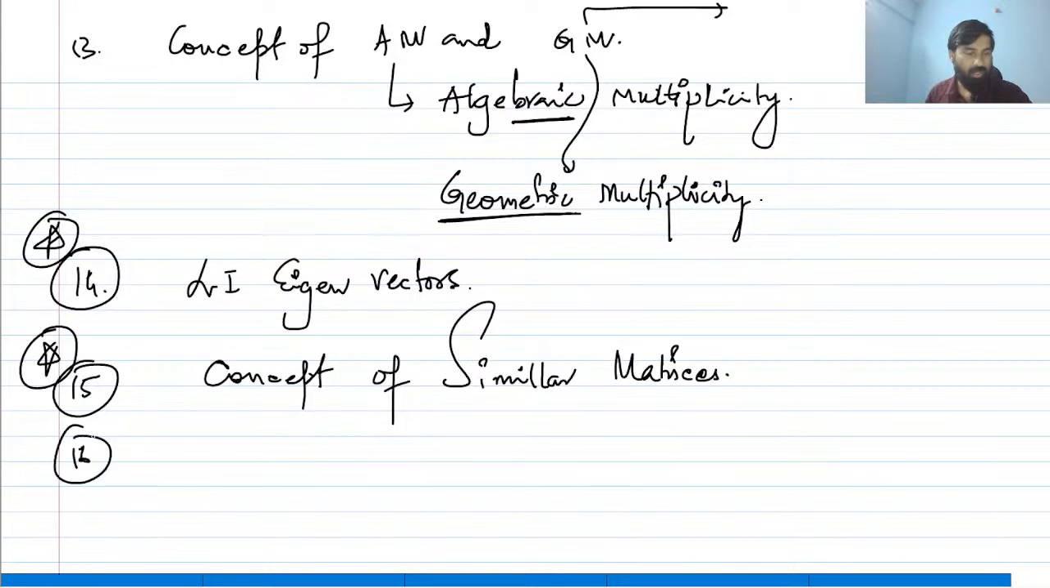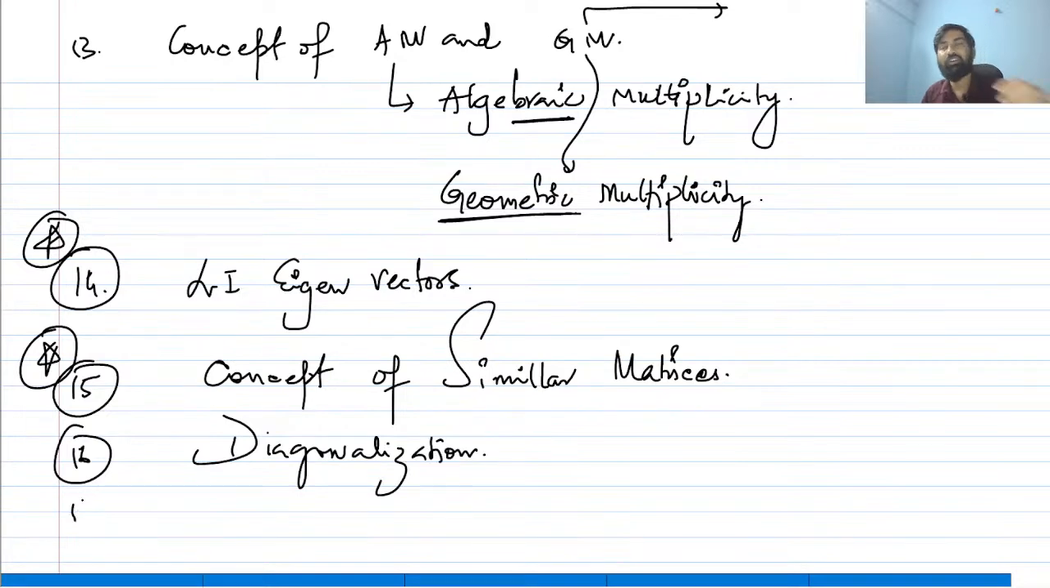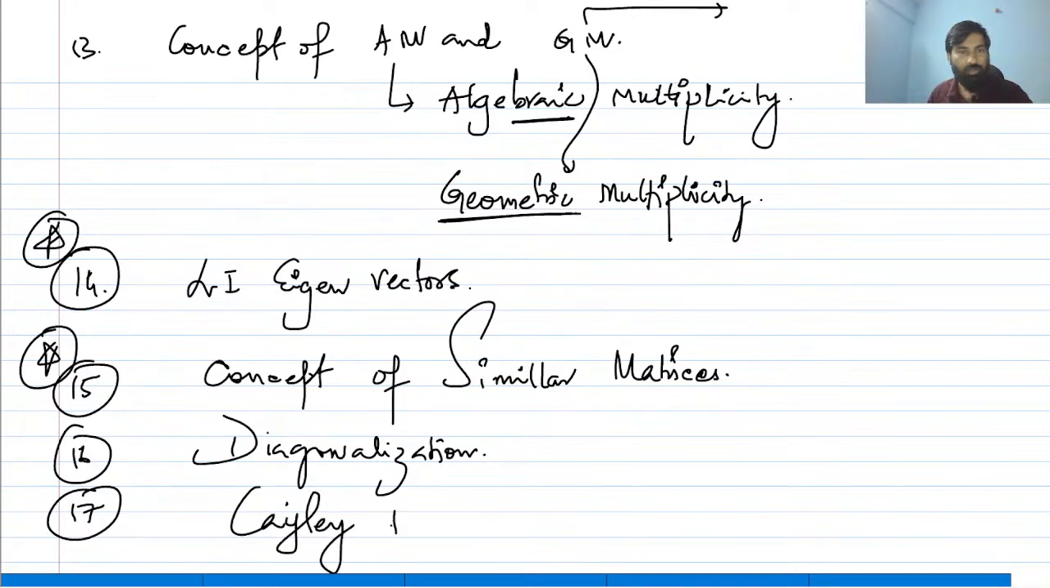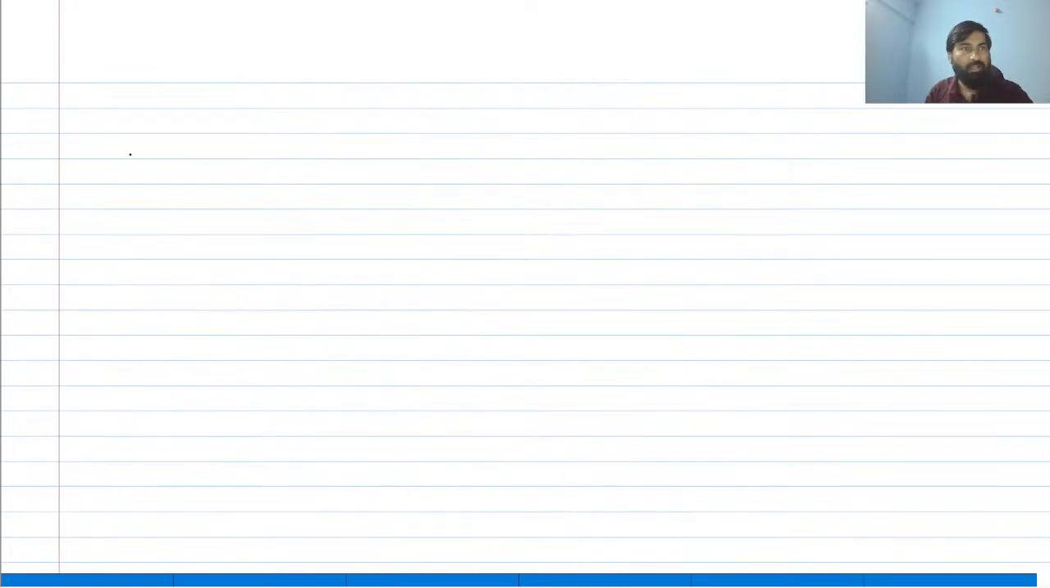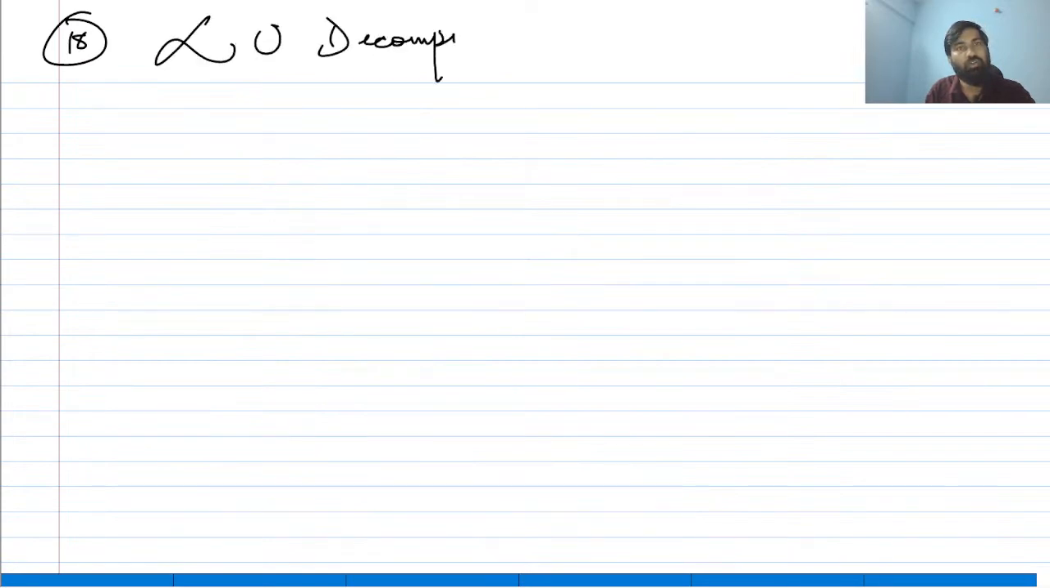Next, the 16th topic is diagonalization. What is the meaning of diagonalization, when is a matrix going to be diagonalizable, and so on. The 17th topic is the Cayley-Hamilton theorem, and your 18th, the last topic, is going to be the LU decomposition.